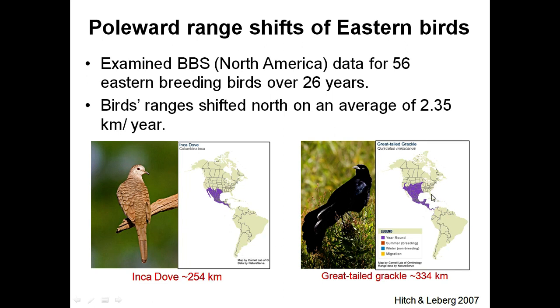And another one, great-tailed grackle, again this one is mainly a midwestern and southern species, and they shifted 334 kilometers northward. And when I was in North Dakota, right here, we have seen several great-tailed grackles every spring and fall. So birds are moving north.